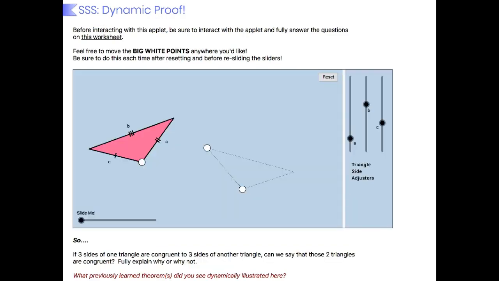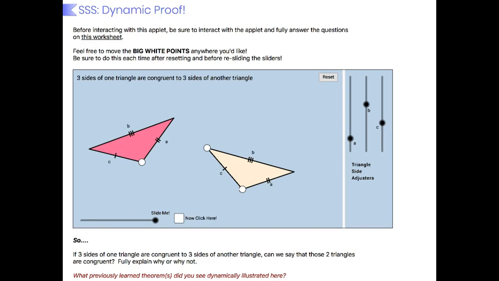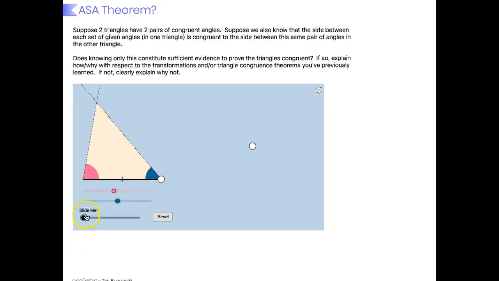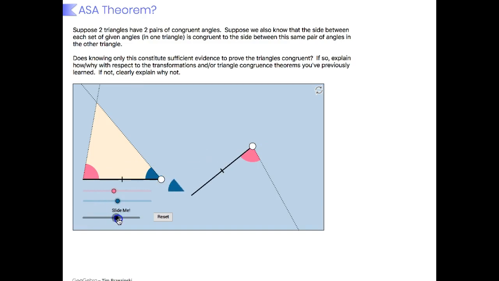Side, side, side. We already did this one. I'm just going to show it to you again. Boom. Okay. What about ASA? Here I have angle and the side in between and then the other angle. So here I have angle, side, and an angle.